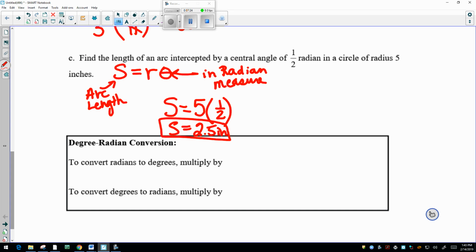Okay, so just a little summary. To convert from radians to degrees, we want to think multiply by 180 over pi. And to convert from degrees to radians, we're multiplying by pi radians over 180 degrees. I always think wherever I'm going needs to be on top. So if I want to convert it to radians, I want to think radians on top. If I want to convert it to degrees, I think degrees on top.